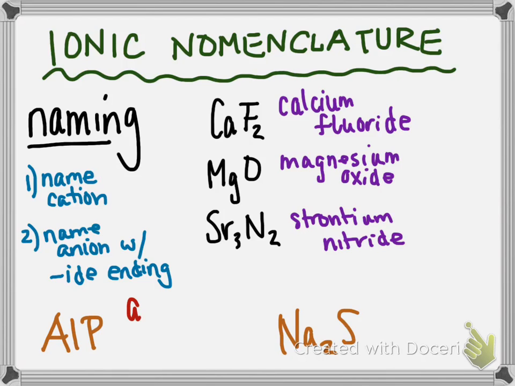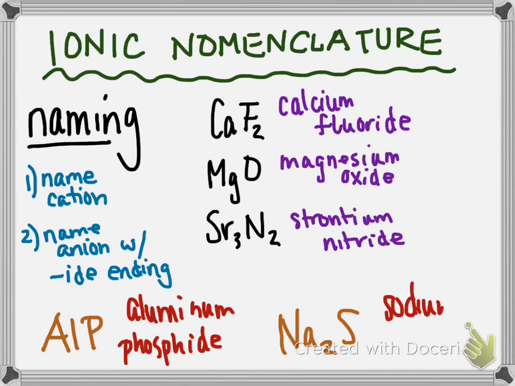So go ahead, why don't you guys just look at those two examples down there and tell the person next to you what their names are. Take 10 seconds to do that. You should have said that the first is aluminum phosphide, and you should have said that the second is sodium sulfide. Okay, so that's naming. Again, the naming is the easy part. Next part I'm going to have you do is writing formulas.